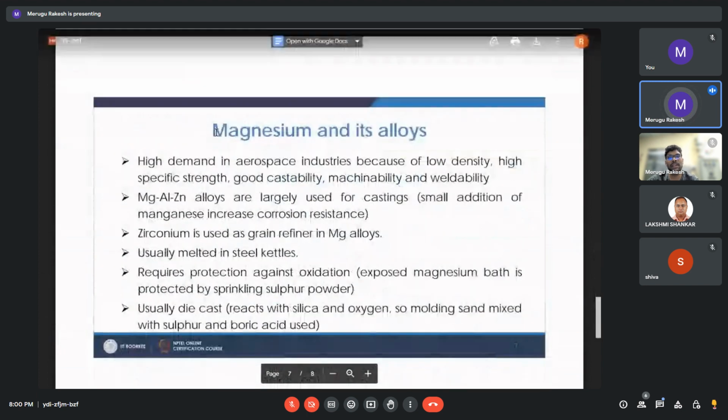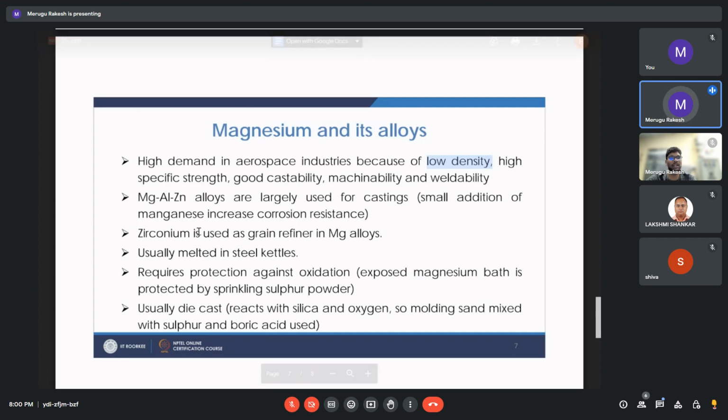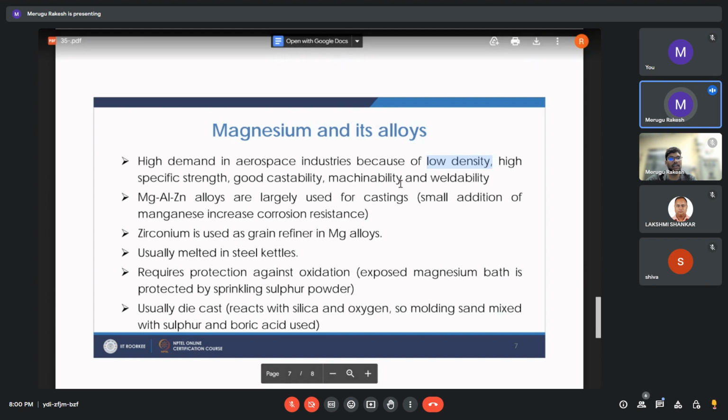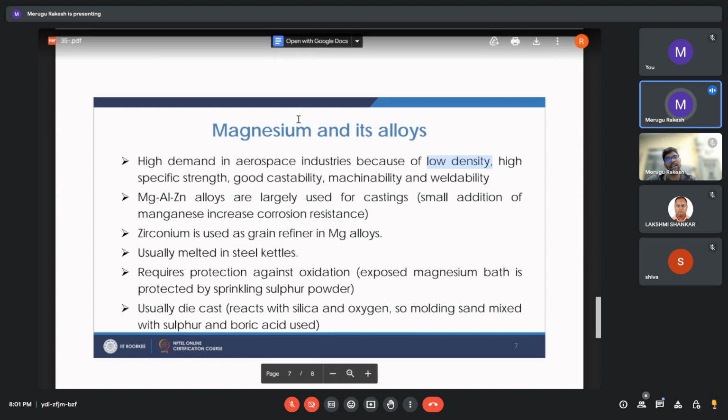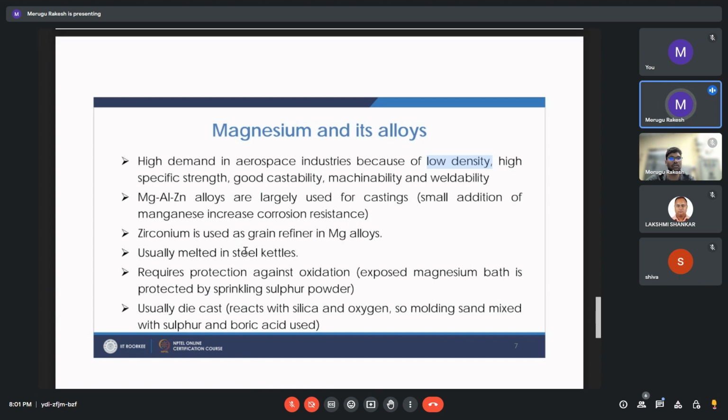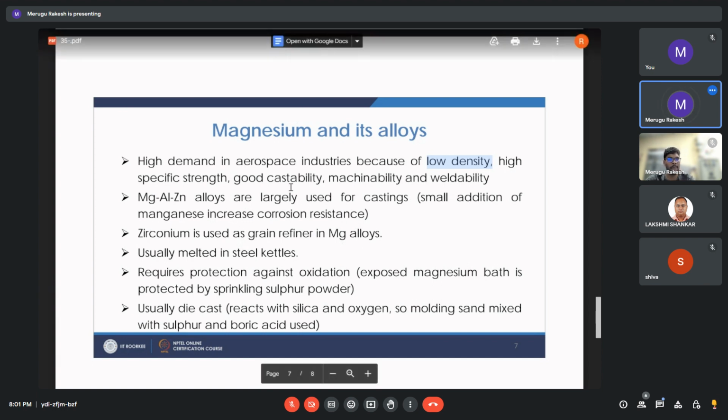So now comes magnesium. It is very famous for its low density, even lower than aluminum, and properties such as good castability, machinability, weldability. But the thing is, it catches fire very easily. It is very volatile. So you cannot really do magnesium castings in open atmosphere. We should have an argon controlled atmosphere in order to make these castings.